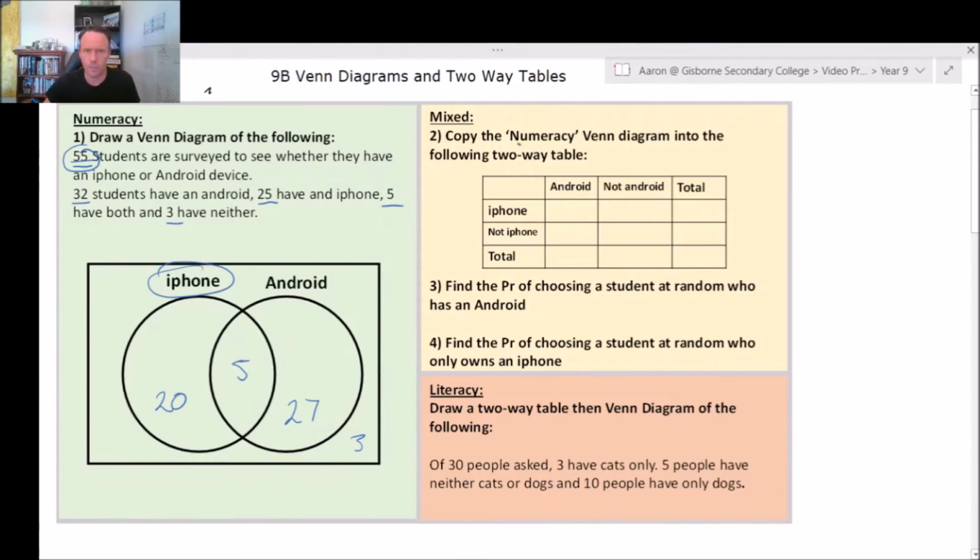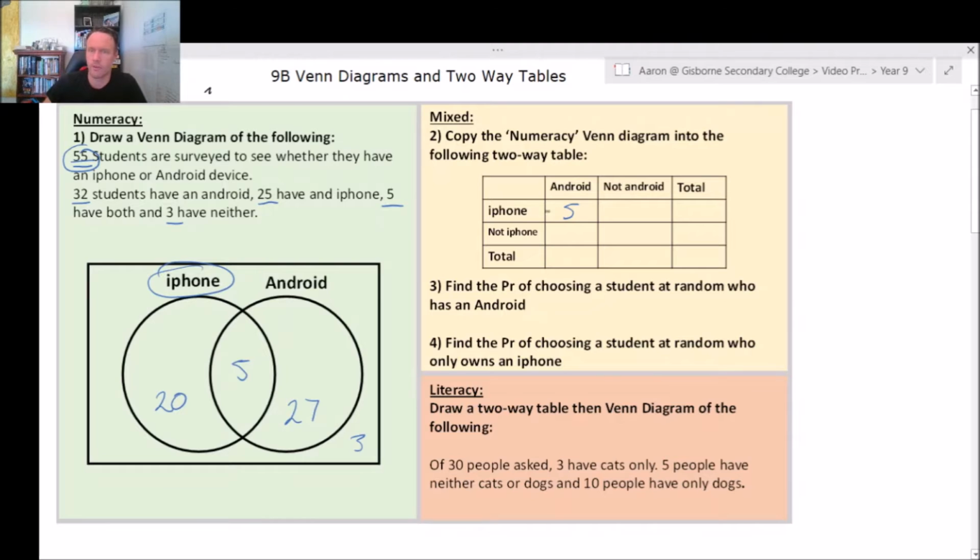Okay. Now, question. Copy the numeracy Venn diagram into the following two-way table. So in a two-way table, we've got the affirmative that has an Android and then those that don't have an Android. Same as we have the affirmative for those who have an iPhone and those that don't have an iPhone. So let's start with this box here. We're going to start with that one there. They're the people that have both Androids and iPhones. So we know that that makes up 5.